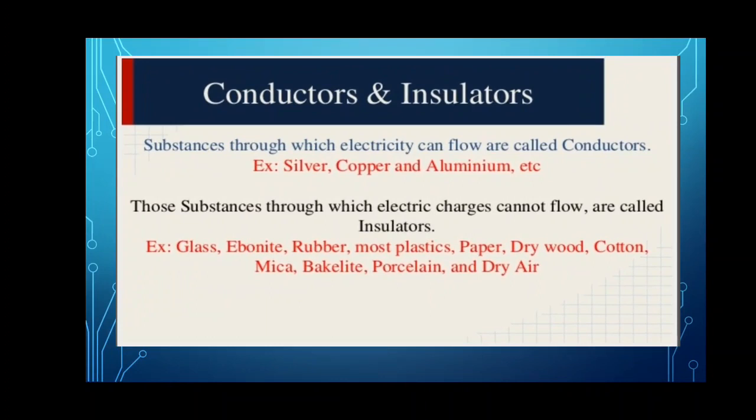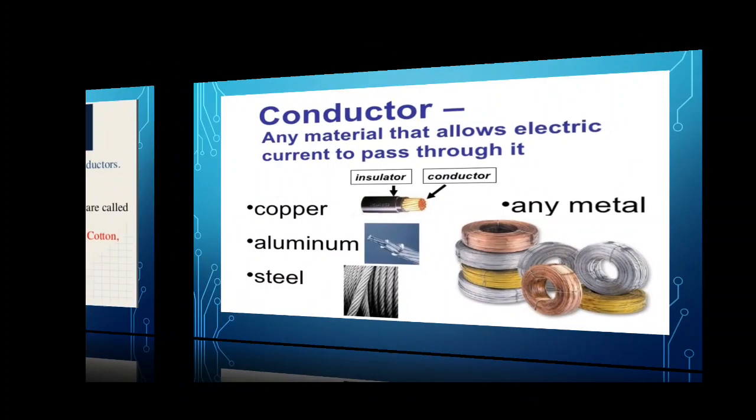And all metals are good conductors. Silver is the best conductor. Next is copper and next is aluminium. But silver, being the best conductor, is not used in electrical wires. Why? Because it's very expensive. And those substances through which electric charges cannot flow are called insulators, like glass, ebonite, rubber, plastic, paper, dry wood, etc. Here are some examples of conductors.